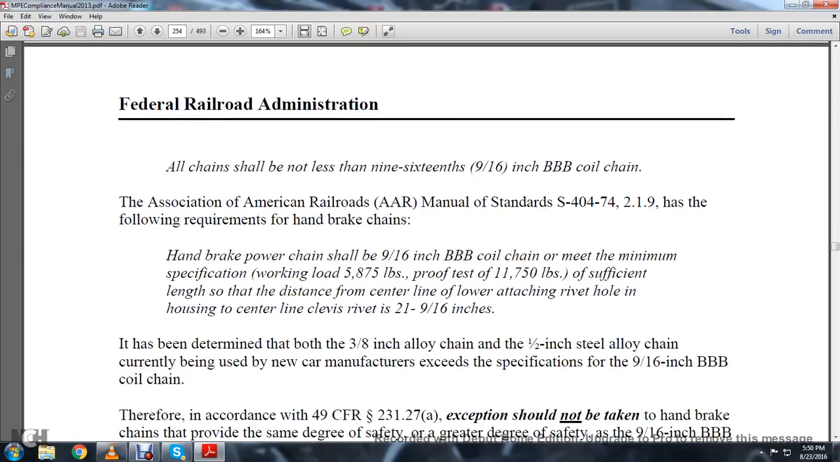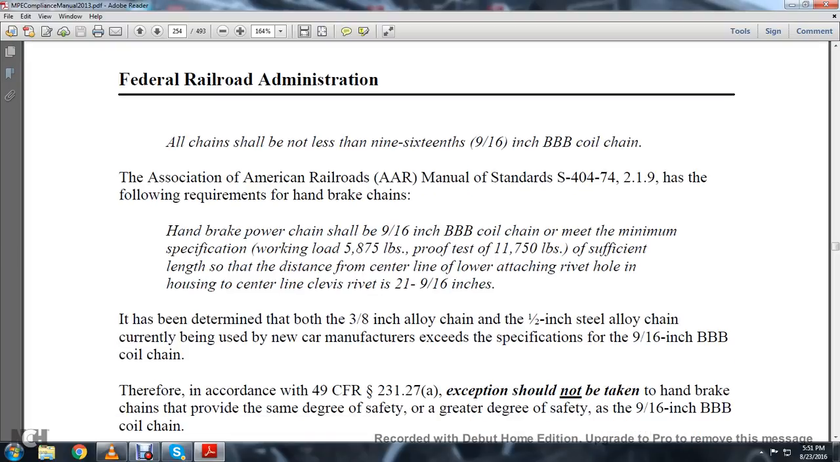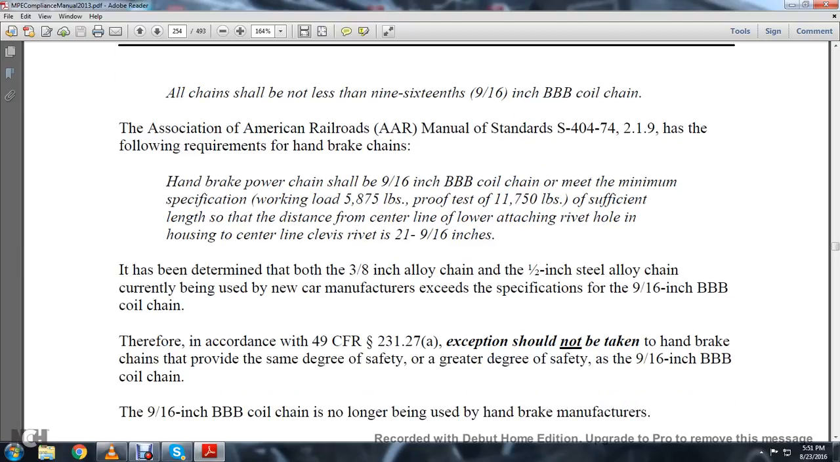Handbrake power chain shall be 9/16 of an inch BBB coil chain, meeting the minimum specification working load of 5,875 pounds, proof tested at 11,750 pounds, of sufficient length with the distance from the center line of the lower attaching rivet holes to the center line of the clevis rivet of 21 9/16 of an inch. It has been determined that both 3/8 of an inch aluminum chain and 1/2 inch steel chain are currently being used in new car manufacturers' specifications in place of 9/16 of an inch BBB coil chain.